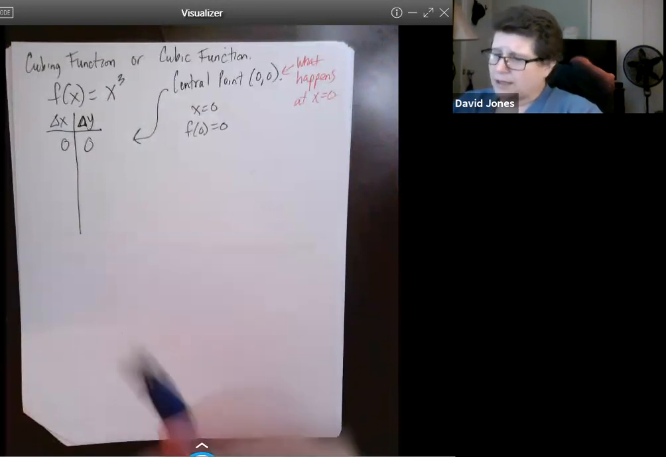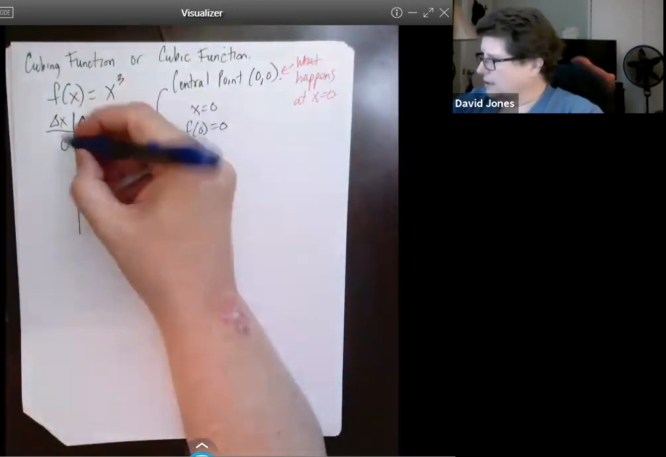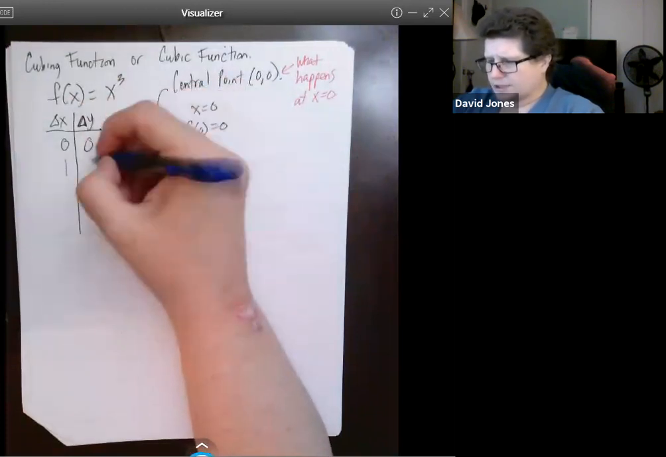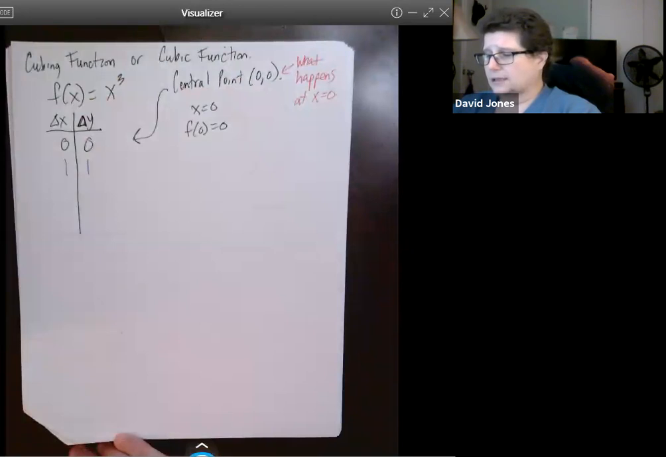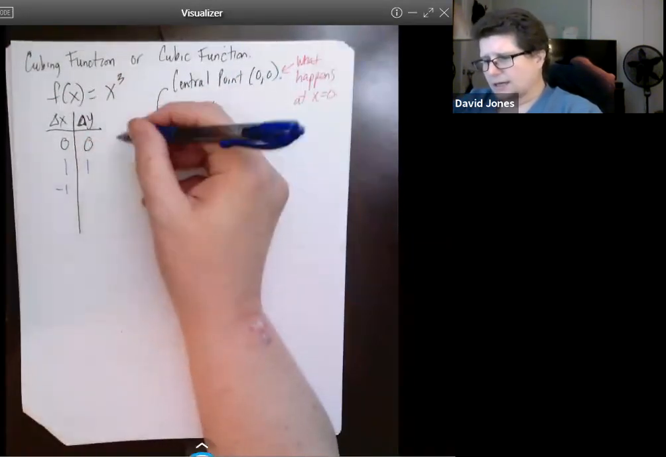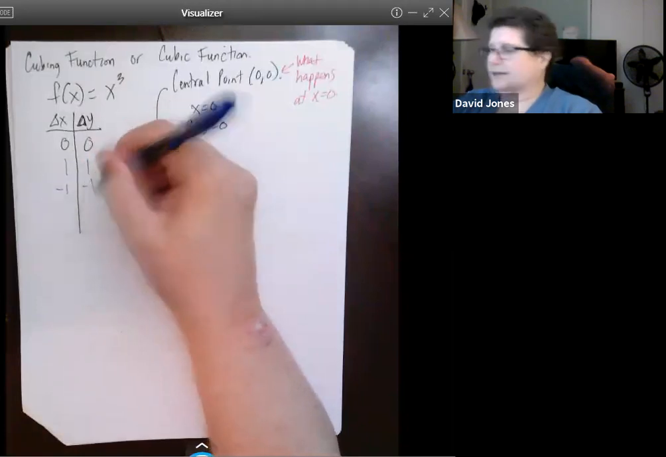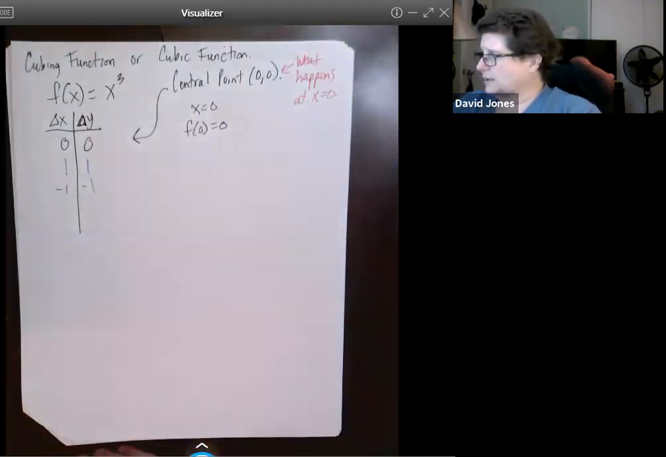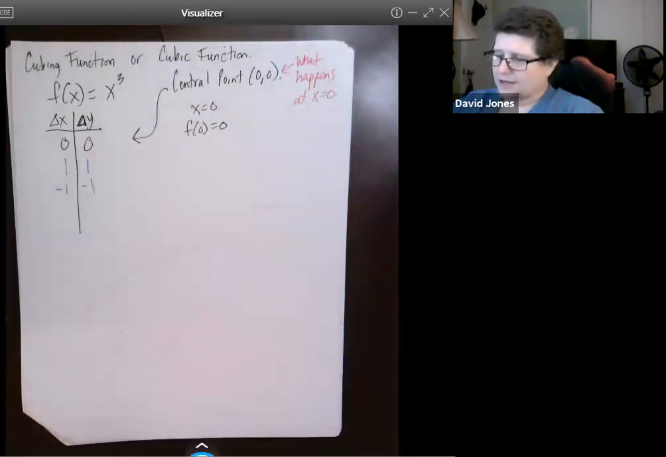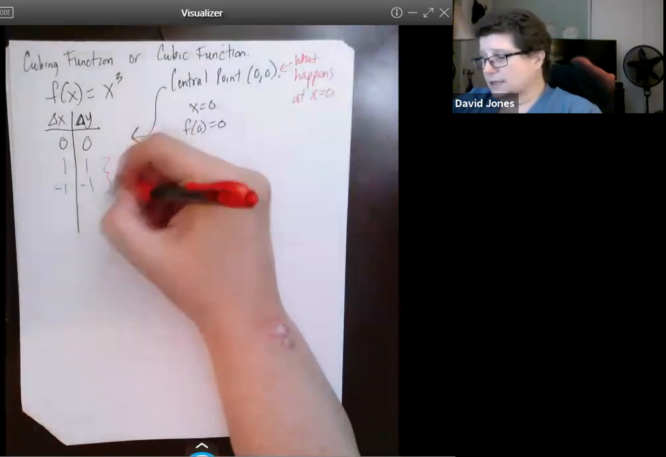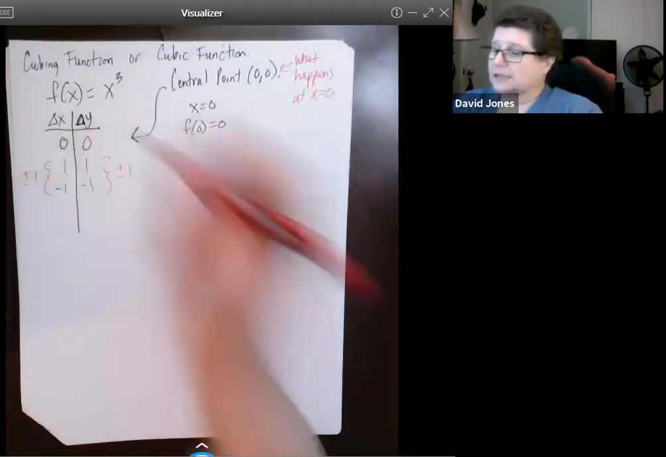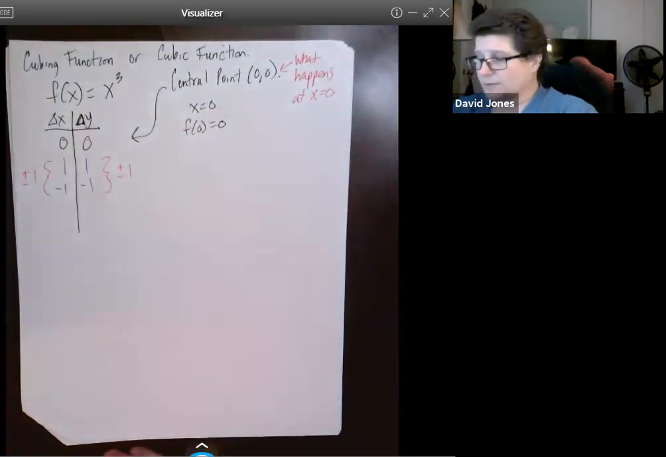If I plug in 1, 1 cubed is 1. If I plug in -1, -1 cubed is -1. And so I could kind of group these together. I could say plus or minus 1 on both sides. Plus or minus 1 leads to plus or minus 1.